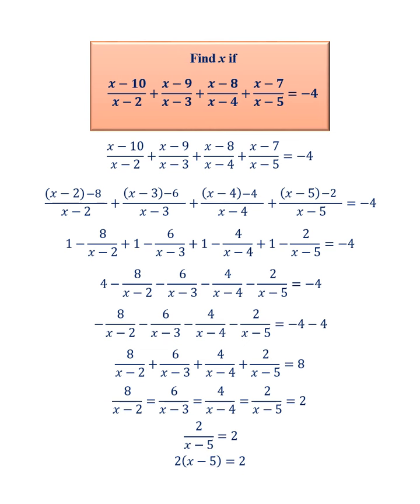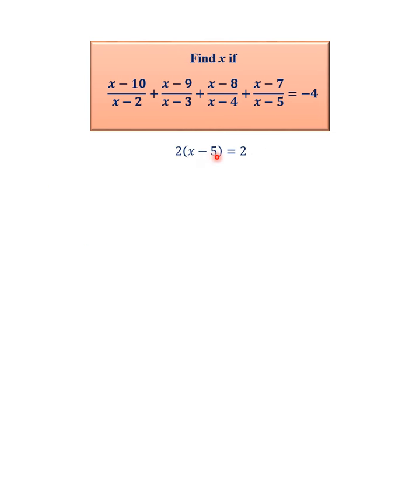Let's move to the next page. 2 times x minus 5 equals 2. 2 divided by 2 will give us 1, so that x minus 5 equals 1. To obtain x, minus 5 crosses over to become plus 5, so that x equals 1 plus 5, and the value of x is equal to 6. So 6 is the answer. If you put 6 in the position of x in this equation, you will definitely obtain minus 4. You can see it is very interesting.